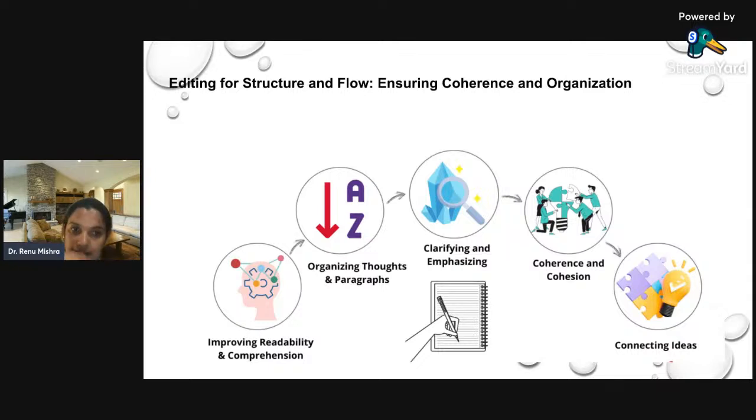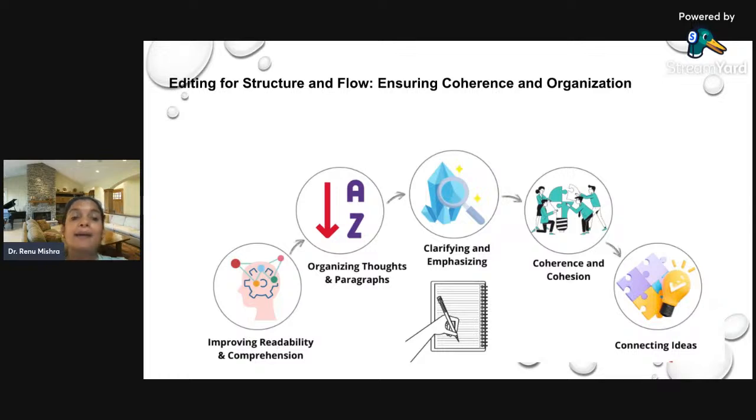This is what editing does here. Editing makes your research and your written content readable and easy to comprehend for others.